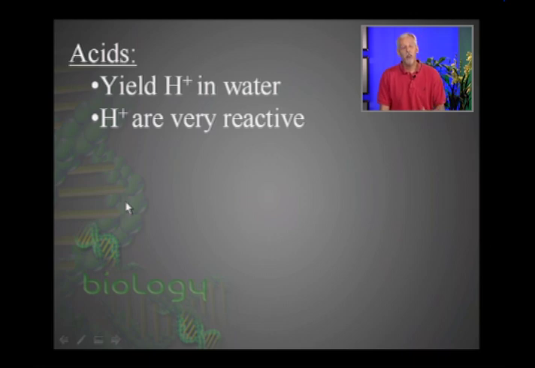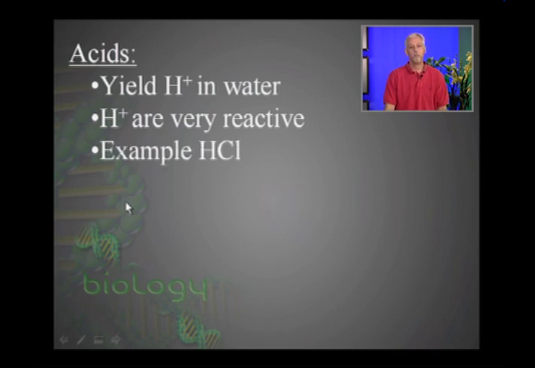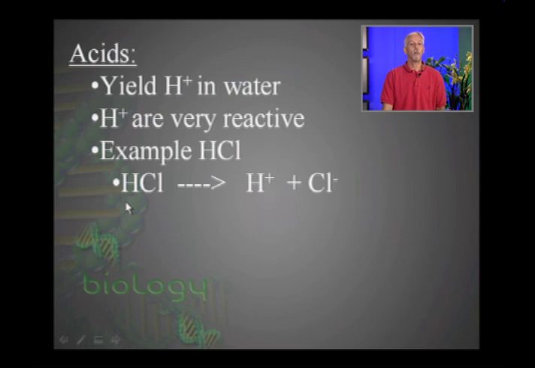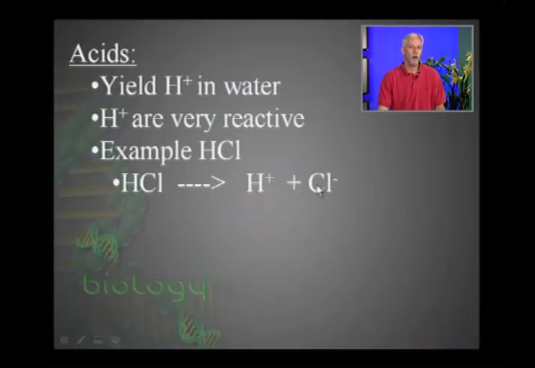Hydrogen ions are very, very reactive, and so this is what gives acids their characteristics. This is why acid can burn skin or eat holes in your clothes and things like that. An example would be hydrochloric acid. Hydrochloric acid is considered a strong acid because 100% of that acid will dissociate in water, or virtually 100%. So when you put hydrochloric acid in water, it separates into H plus and Cl minus, and this is what makes it an acid.